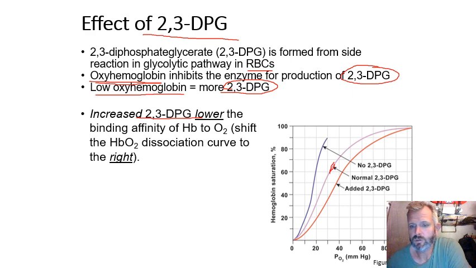Okay, no 2,3-DPG. Oh, wow, look at that. There is a very, very high affinity for oxygen without DPG. Hemoglobin does not want to release or unload oxygen. But if you add more 2,3-DPG, you get a right shift, and hemoglobin is more willing to unload oxygen. Okay, again, when will you have lower oxyhemoglobin?